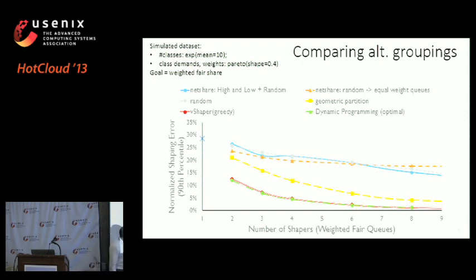Two things to take away. Somehow, even a small number of shapers seems to give you a sizable reduction in the error. And when you have even 8 shapers, you get much smaller errors than you would typically get. This is 90th percentile. The maxes also look about the same.